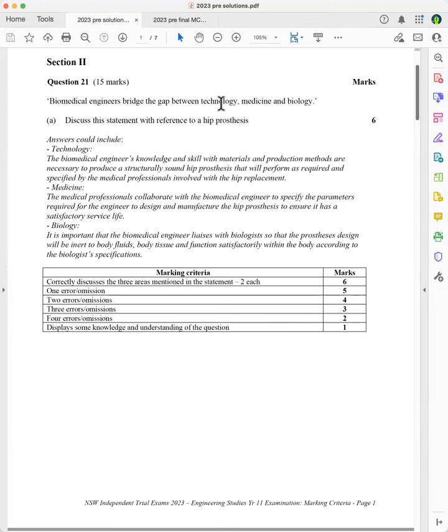Make sure you relate each of these aspects to the hip prosthesis. Many students didn't do that. And as I said, it's best to set it out like this so that there's no doubt in the marker's mind that you've addressed each of these aspects. And you can get a good idea of how the marks will be allocated by counting the number of aspects you've got and just seeing what the marks are worth.